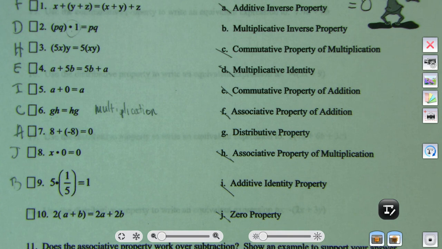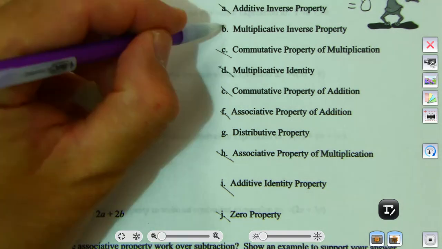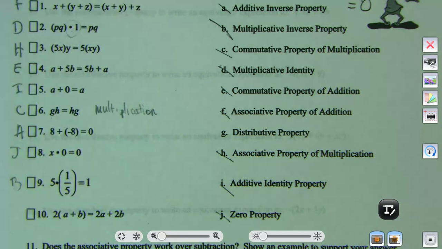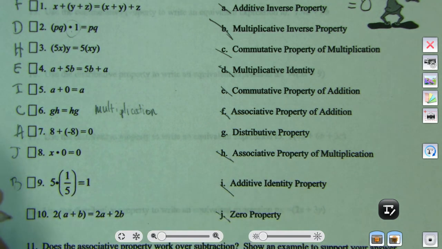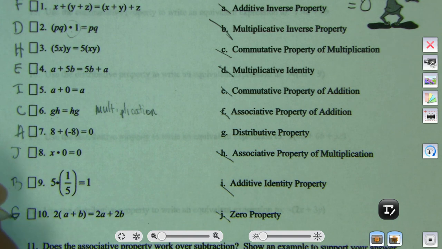Well, let's give you a hint here. I've marked everything out but 1. Can you see that? Yes. The distributive property. Is that what you said? I can't really hear you from this distance. Yeah, it's the distributive property.